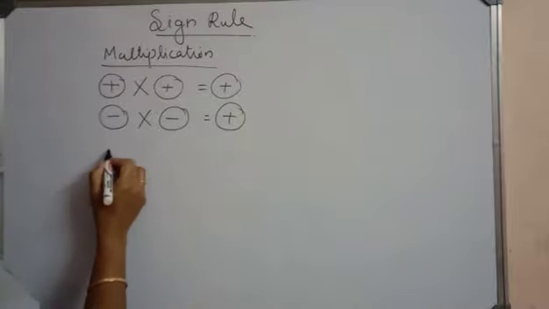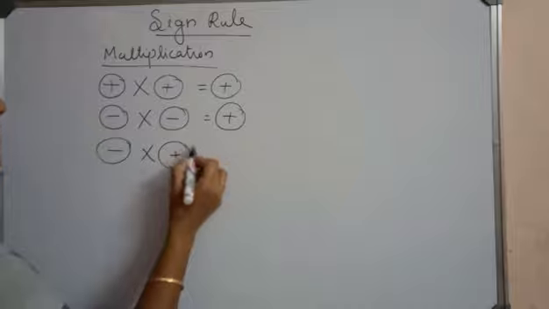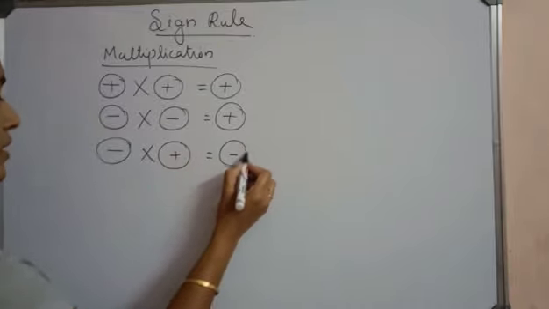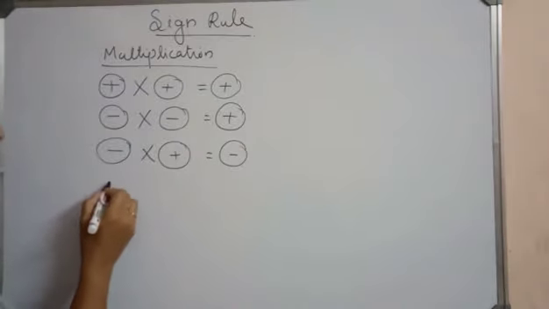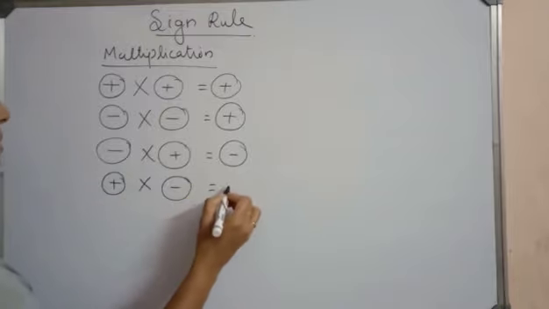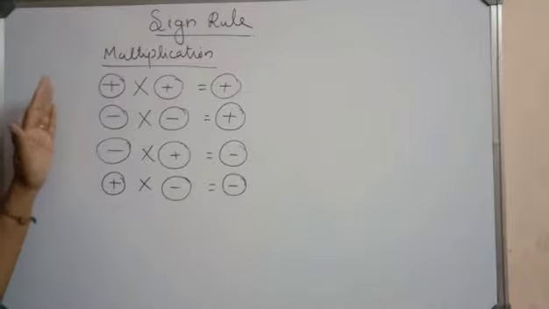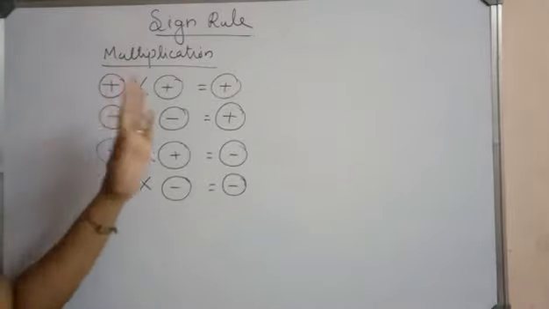Now you see, if you multiply a negative number with a positive number, your answer will be negative. And whenever you multiply a positive number with a negative number, your answer will be negative. These are the rules you have to follow when you multiply two numbers of different signs.